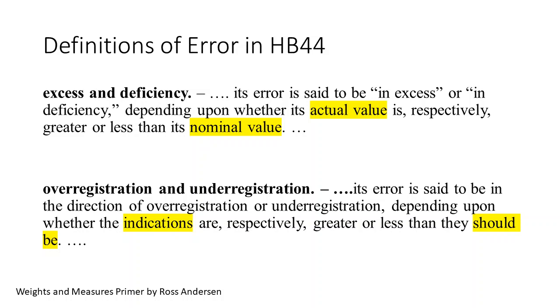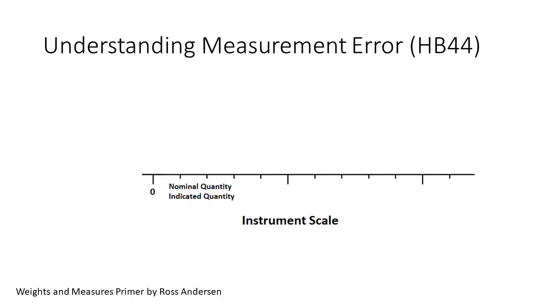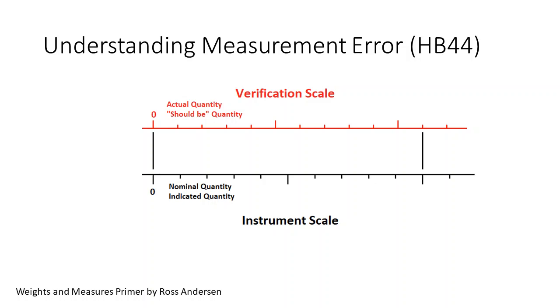Let's try to visualize this. Here's an analog instrument scale in black that begins at zero. The values on this scale are nominal quantities when measuring errors in excess deficiency and indicated quantities when measuring errors of over-under-registration. So where are the actual and should-be quantities? They can't be on this scale, since that would mean we are verifying the instrument against itself. Not a good idea. To verify this instrument, we use an analog scale beginning at the same zero.